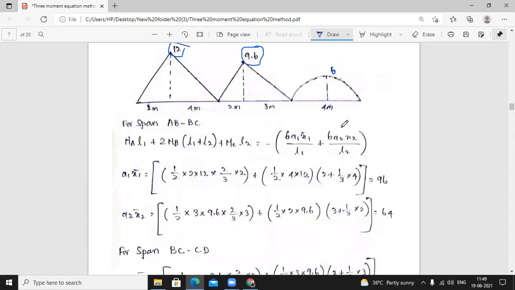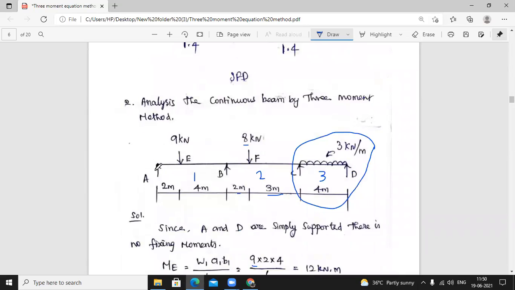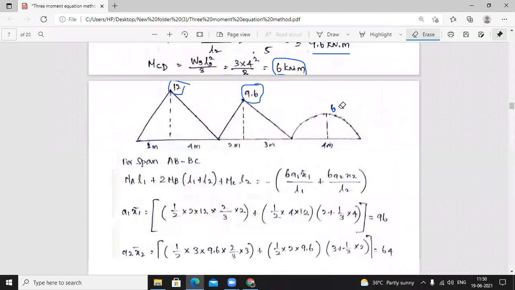Next, you can see here, at which points are the bending moments 0? A point and D point. In these 2 points, bending moments are 0. So at which places will bending moments come? Only B point and C point. So we need 2 bending moments, that means MB and MC. So we need 2 equations. Let us see the first equation.